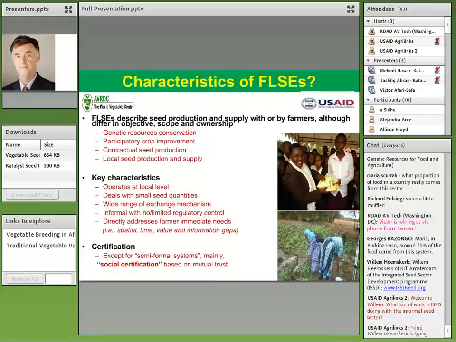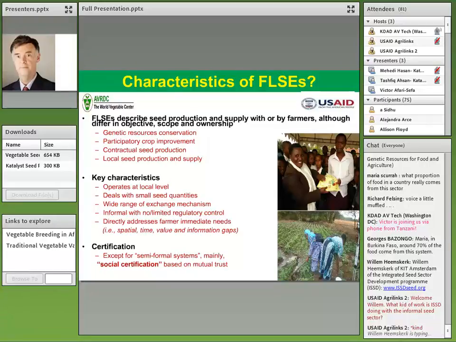Now, the typical characteristics of these farmer-led seed enterprises are that, of course, you want to conserve genetic resources. The farmers try to do that, and there have been a lot of discussions on farmer rights. In this particular case, farmers get involved in participatory crop improvement, and they contribute rather than having it as a top-down approach. And in most cases, some private sectors even contract some of these farmers and farmer groups to produce seed for them. But this is much more on the farmer-led side than from the seed companies. And the seeds that are produced are of local supply and meet the specific demands of the agroclimate and also the taste and preferences of the farmer.